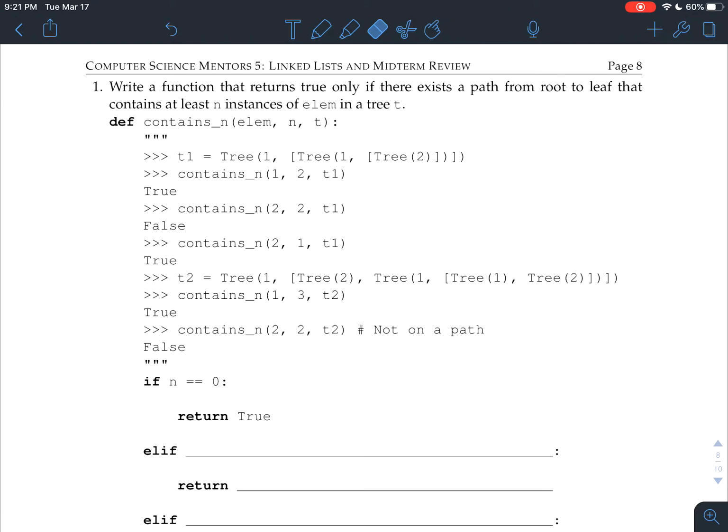So in this problem, we're trying to essentially write a function that returns true if there exists a path from the root to the leaf that contains at least n instances of a certain element in the tree. So along that path, you have to find at least n instances.